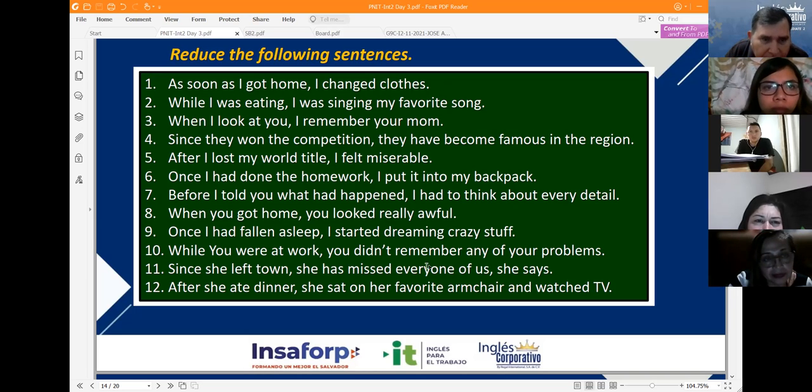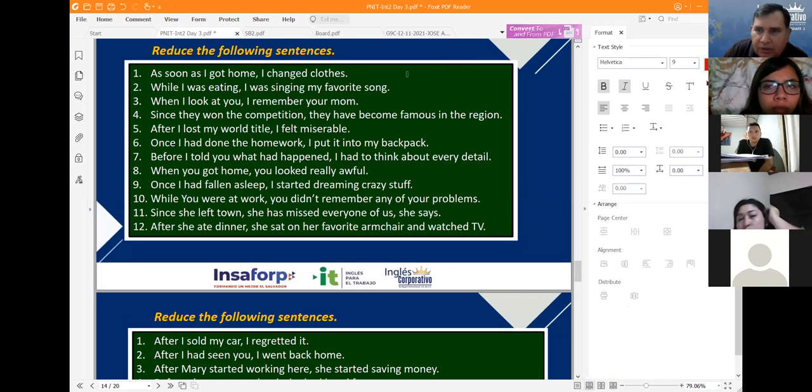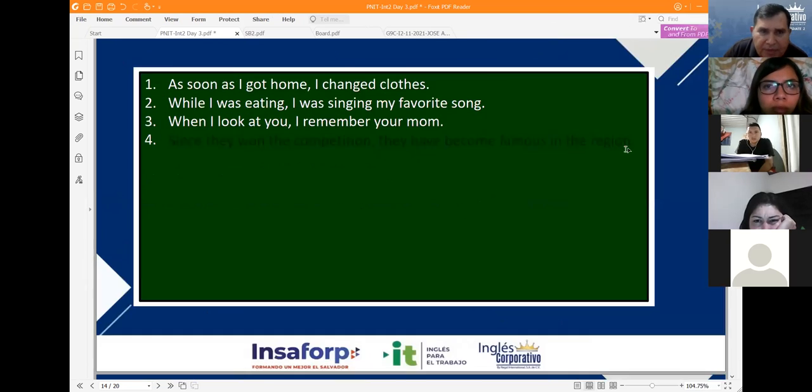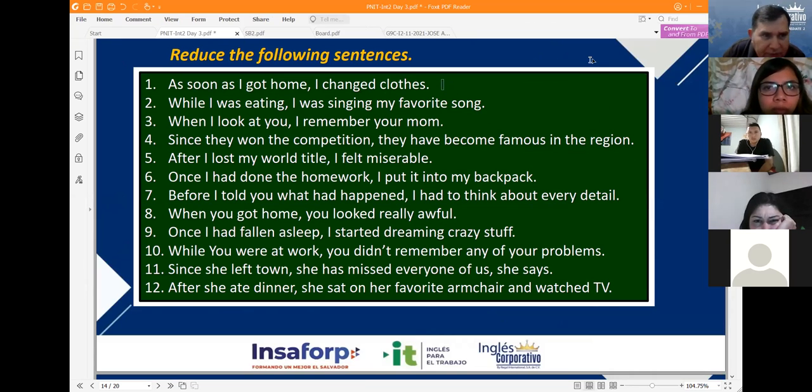Look, subject, subject. By the way, all of the sentences can be transformed. So here I will change the color again. Let me see, color, and the size. To 14, yes. Okay, so we say like this. Immediately, immediately what? After getting home, okay, that's it. This is the reduction.